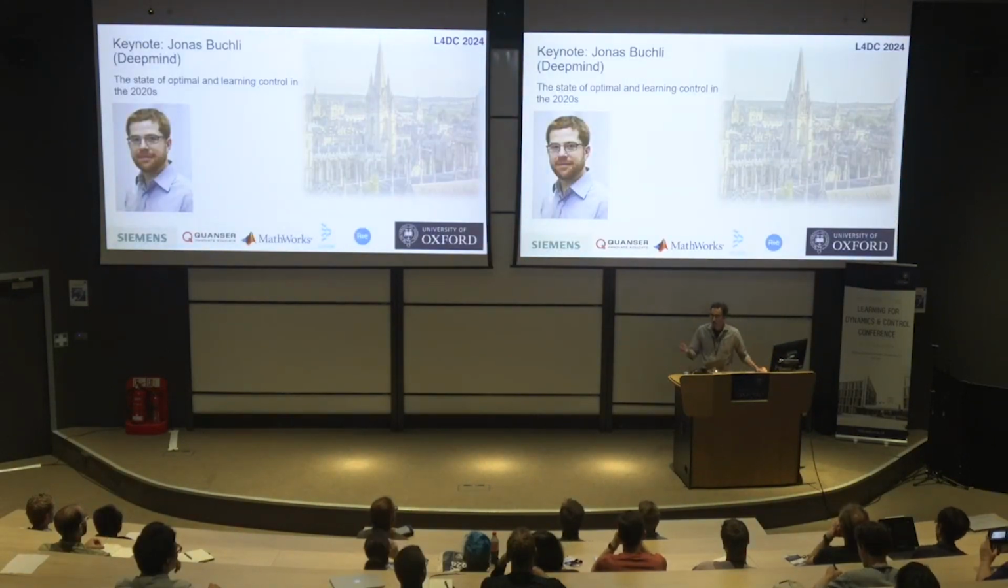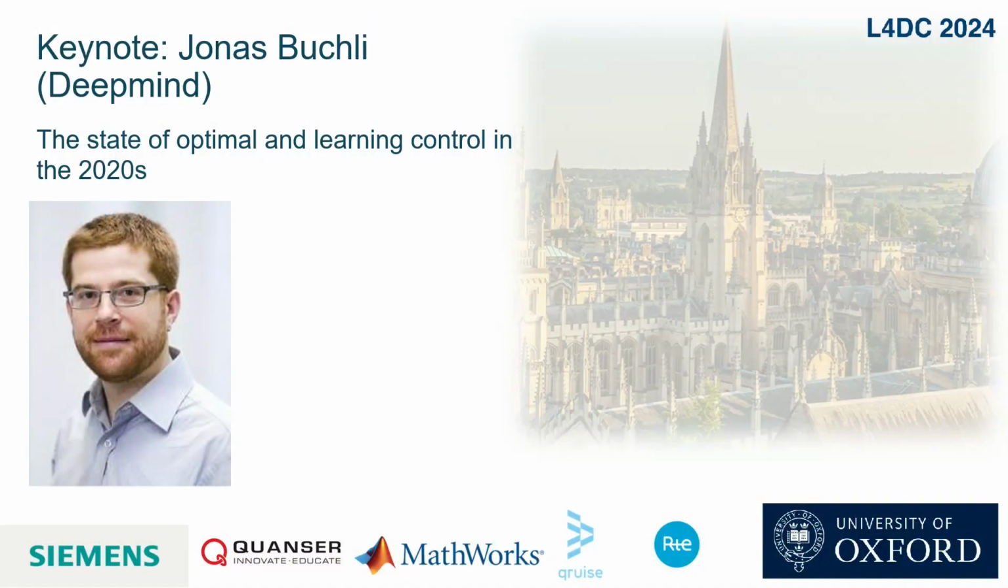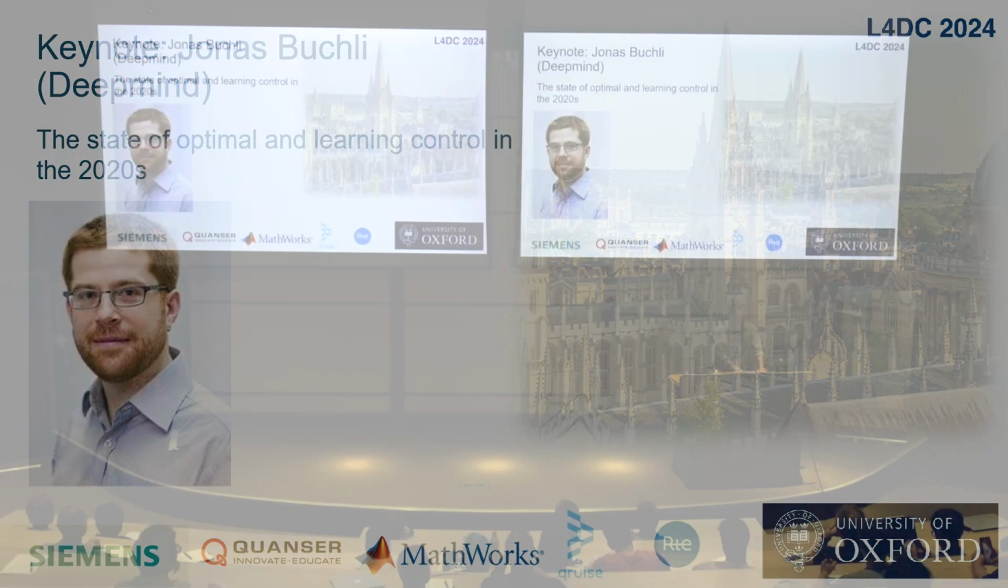So I have the great pleasure to introduce today Jonas Buchli. Jonas is a senior research scientist at Google DeepMind based in London. And before that, he was mainly based in Switzerland, leading the robotics group there in the mechanical engineering department. And before that, he had obtained his PhD degree from EPF in Lausanne, so from the other side of Switzerland.